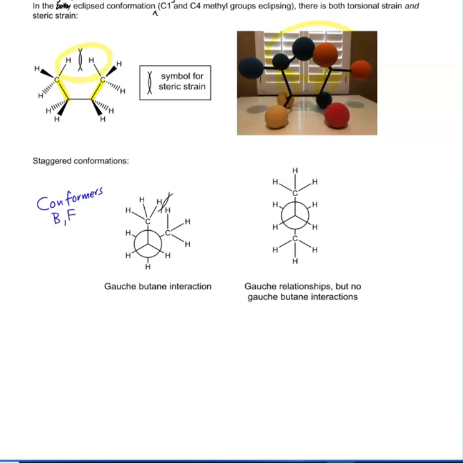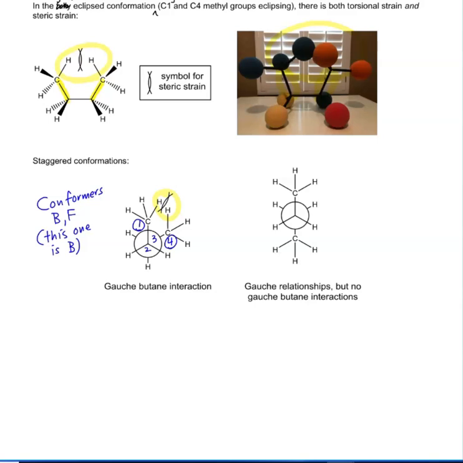This one is B, but F is going to have a very similar picture. It's just that the methyl group on the back carbon will be on the left side instead of the right side. So in this case, it's the hydrogens coming off of the methyl groups on the first carbon and the fourth carbon that are too close to one another. That causes the repulsion, which results in steric strain.